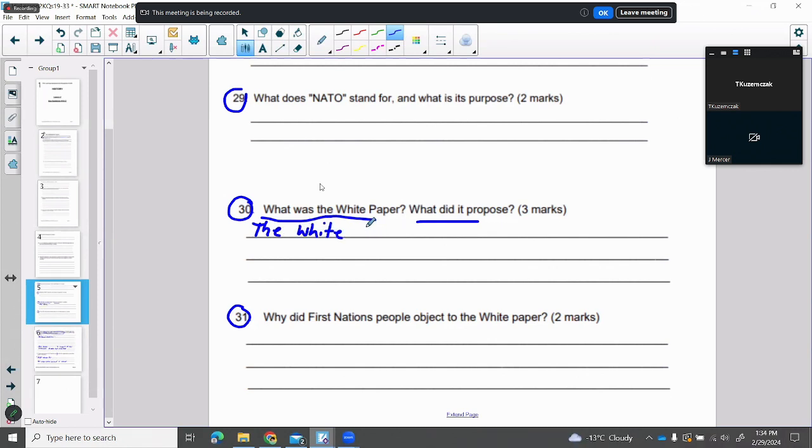And make sure you just put in the white paper, tell me what it's about, and then what did it propose? It proposed, and then write the response to that. Key question 31, why did First Nations people object to the white paper? So it was proposed, but First Nations people objected to it, and tell me why.